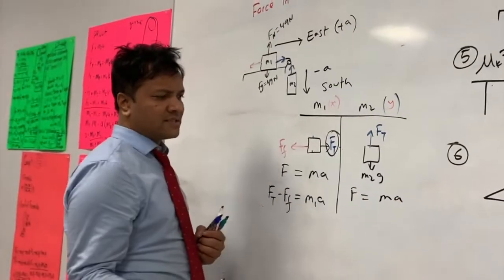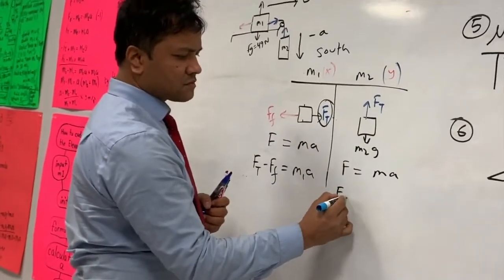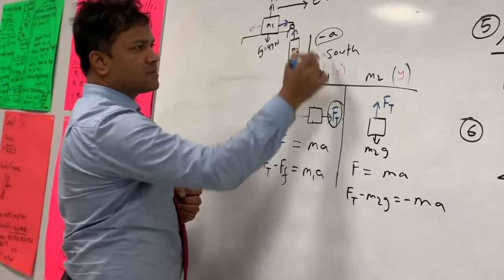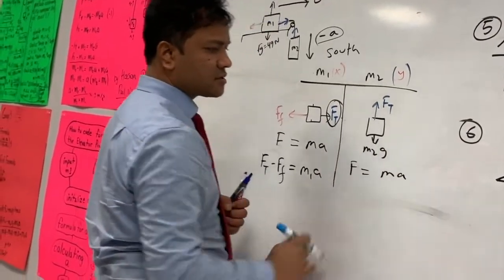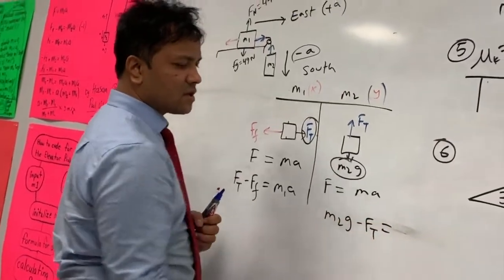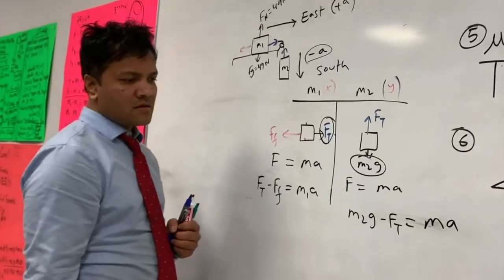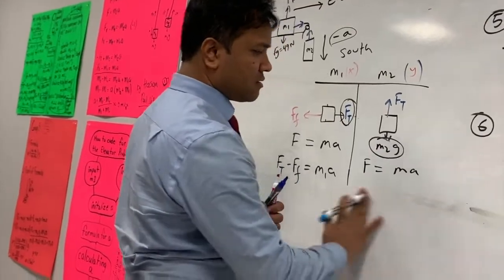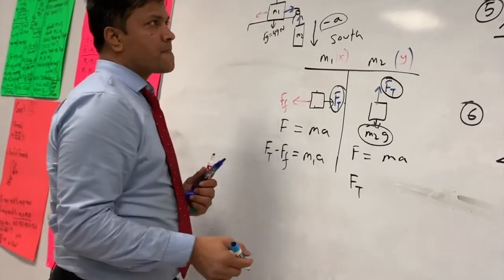There are two ways to write it. Number one way is Ft minus M2G is equal to negative M2A, because this is negative. Or you can write M2G minus Ft is equal to ma. Then you don't have to negate it. All right, so you can do it both ways. So let's do it the way that makes more sense.